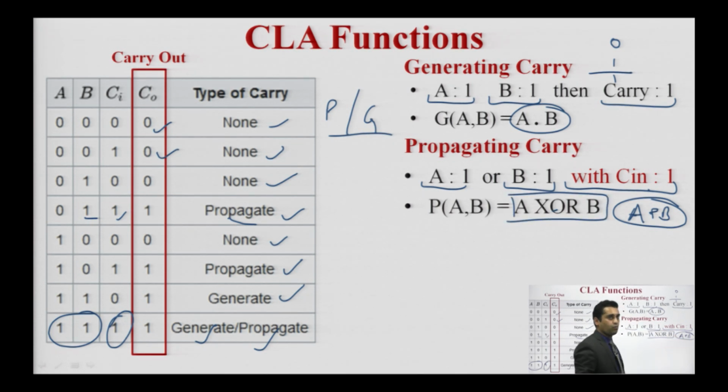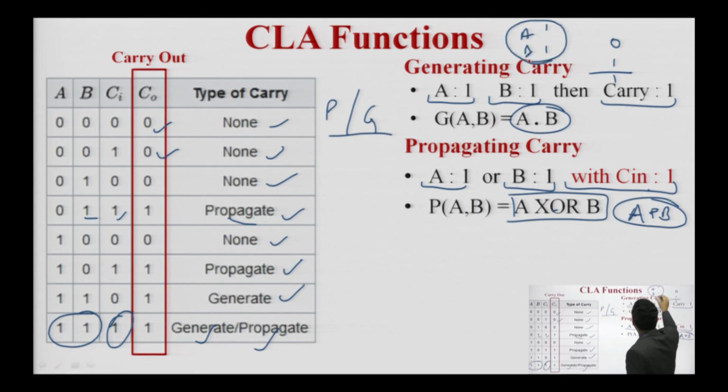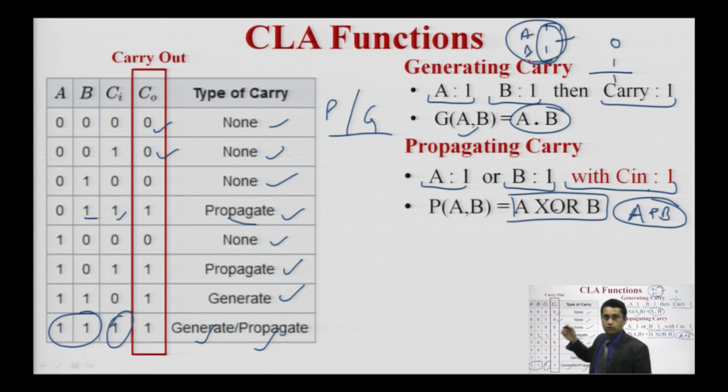Because when we have 1 1, the OR also says propagation, but we are not taking the 1 1 combination as propagation. If A and B are both 1, that is the generation part, so we are not counting it in the propagation one. If we take the OR gate, then the output for 1 1 is 1. So the better thing is to take the XOR gate in this place. Sometimes students get confused about what we are using here. So for smooth understanding, we are using the AND gate here and the XOR gate here. So this is about the functionality.